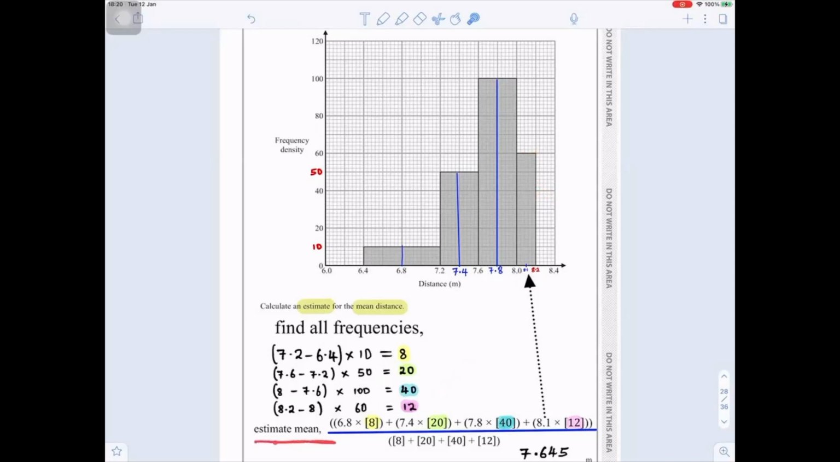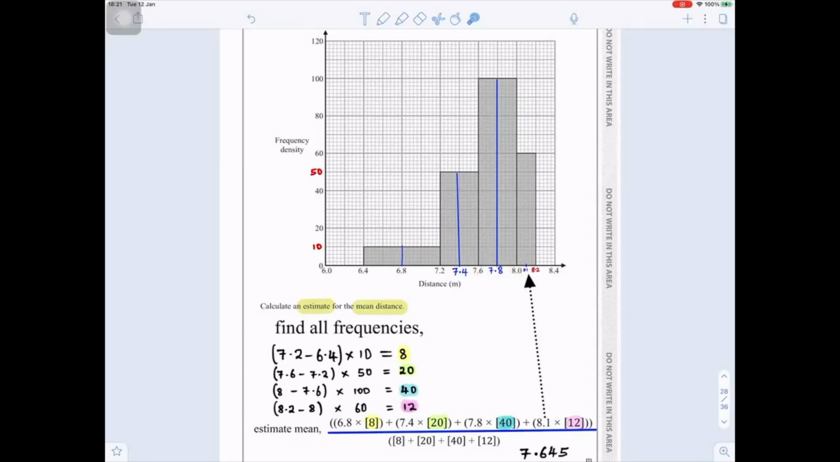Now, to estimate the mean, we would use the number which is in the middle. The middle of 6.4 and 7.2 is 6.8, because for an estimate we choose 6.8. So 6.8 times 8. The next one, the middle between 7.2 and 7.6 is 7.4. So use 7.4 times 20. The next one, we choose the middle, the blue line between 7.6 and 8.0. The middle one is 7.8. So we'll use 7.8 times 40.